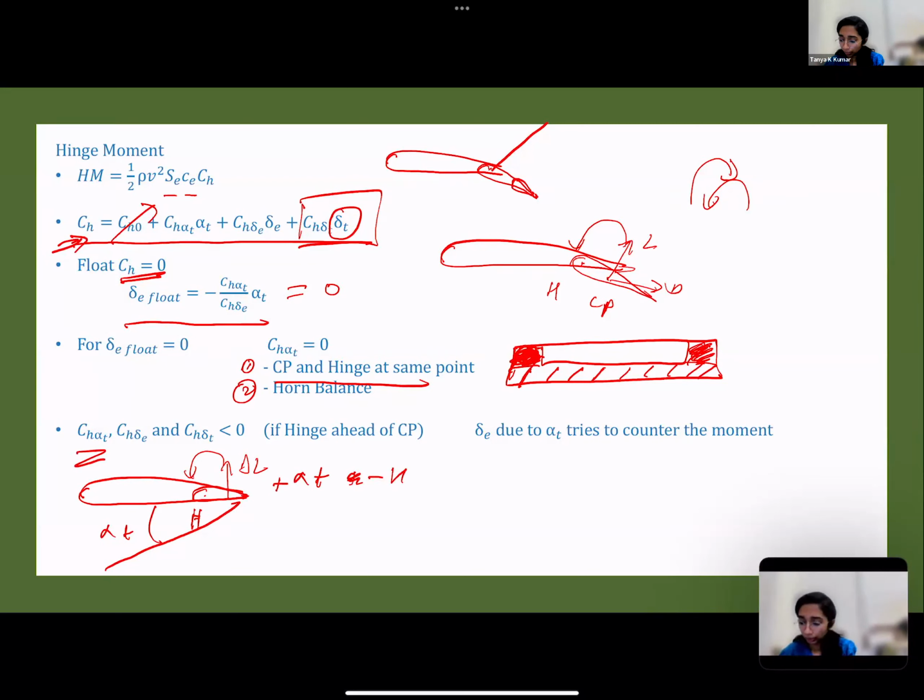Next, if I deflect my elevator down, it is positive. Deflection of elevator down is considered positive. So if I deflect my elevator down, camber is increased, lift is increased, delta L. Again, you produce negative moment at the hinge. So your CH delta E is also less than 0. Now similarly, delta tail, the trim tab. Again, you deflect it down, positive deflection produces negative hinge moment. So all these three derivatives are less than 0.